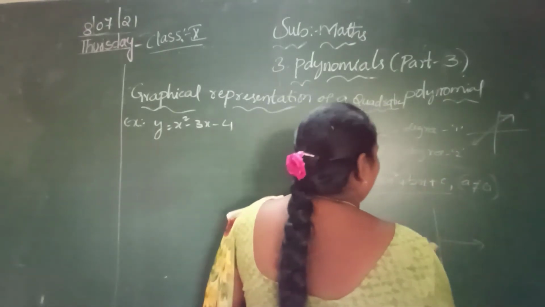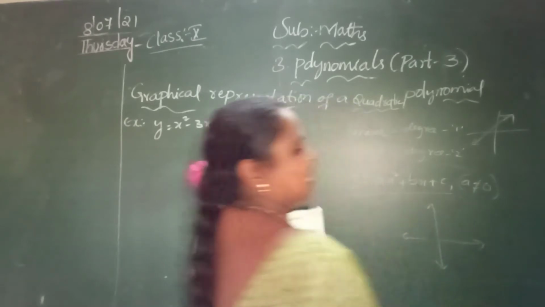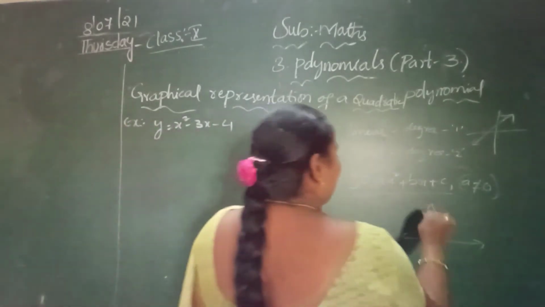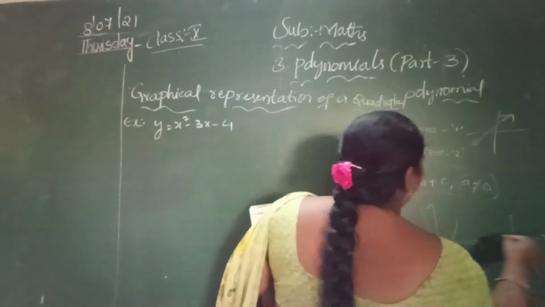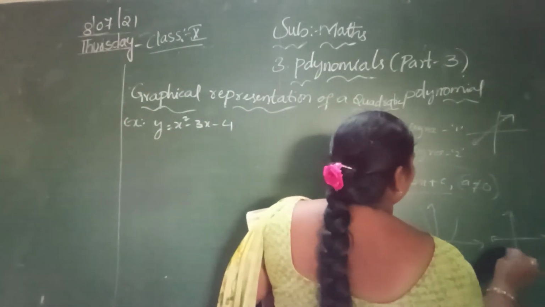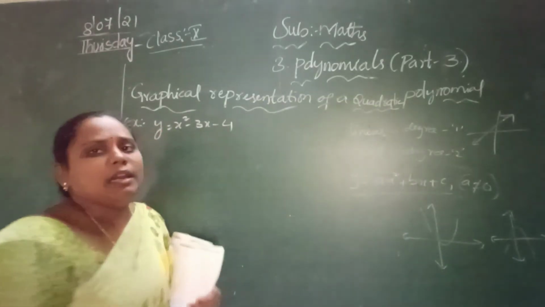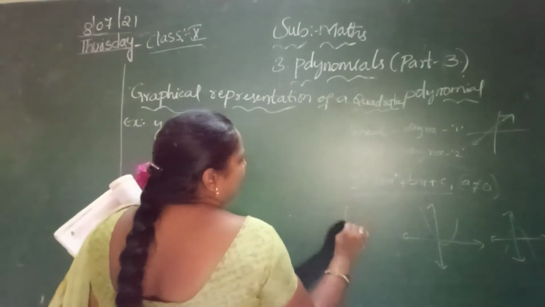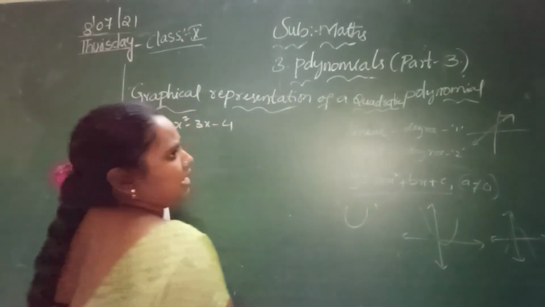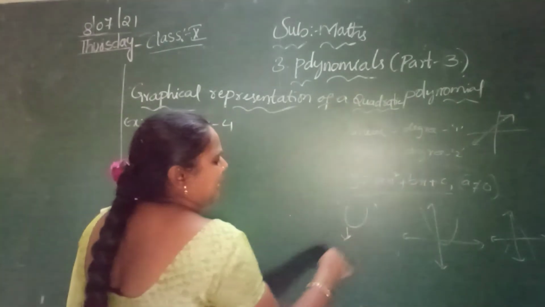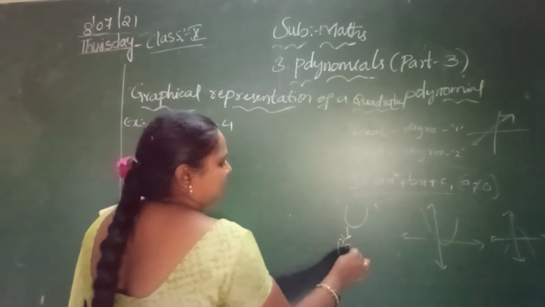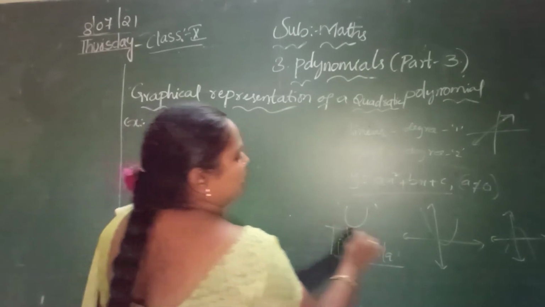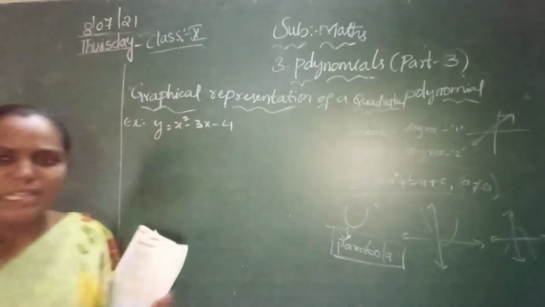In the quadratic equation the graph will be in the shape of a parabola, whether it may be an upwards parabola or a downwards parabola. This is a U shape. It may be upwards or it may be downwards. So the graph of a quadratic polynomial is in the shape of a U. This shape we call a parabola. Parabola shape we will get on the graph.